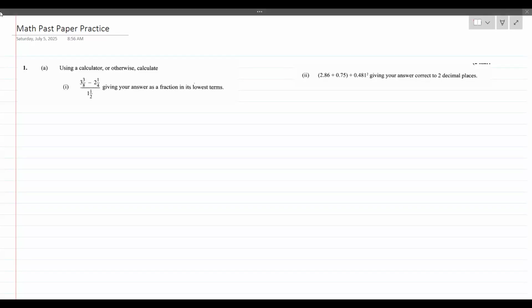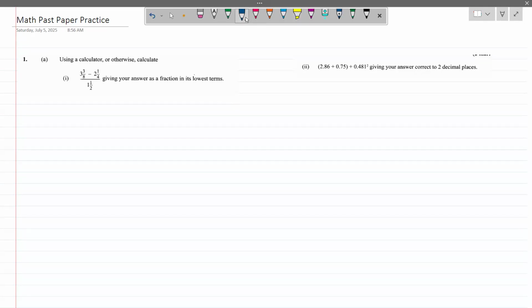All right, so let's take a look at this first question here. We have 3 3/8 minus 2 1/4, and we're dividing that by 1 1/2. Let's get our pen here. Right. So the first thing we want to do with this question is change our mixed numbers into improper fractions.